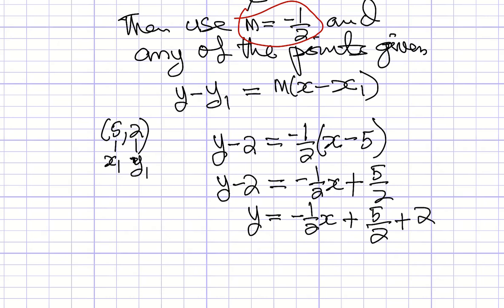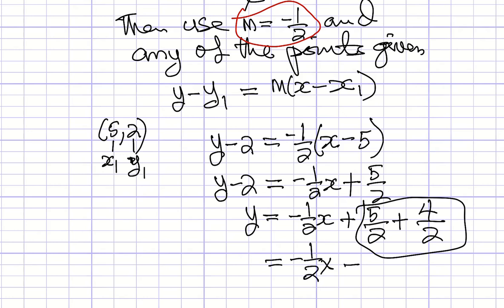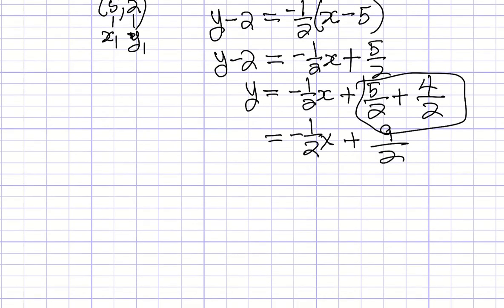You see it, right? But I'm going to play a trick. We always play this trick. Instead of writing 2, I write this as 4 over 2, which is the same thing. You divide 4 by 2, you get 2. That way I can simplify this. So what we'll find is y equals minus 1 over 2x plus 9 over 2.